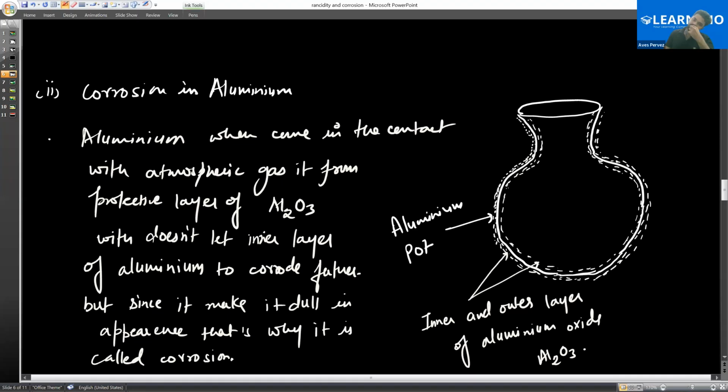Sir, what is that, in of aluminium to corrode what? Further. It should be further, F-U-R. To corrode further.